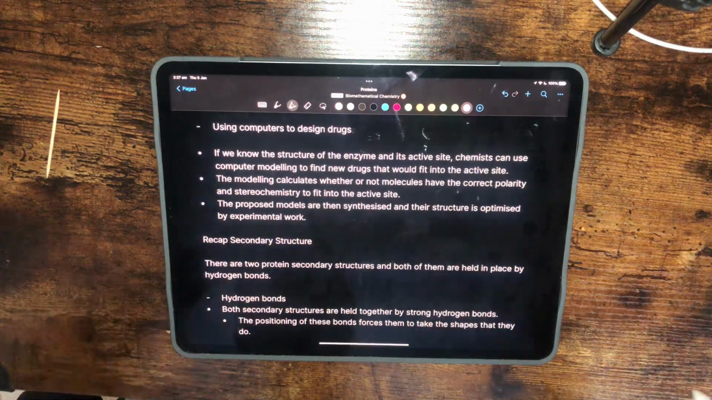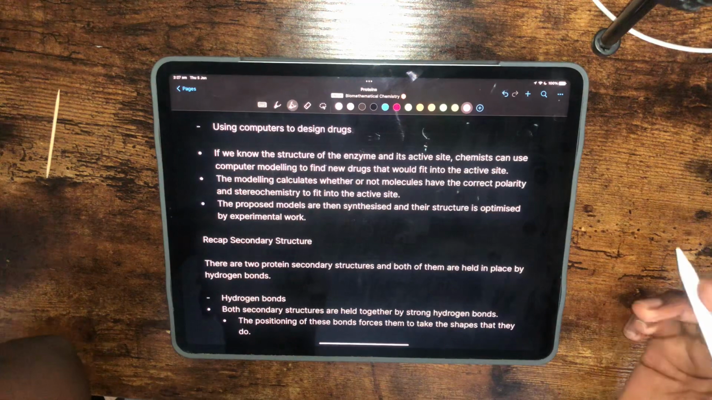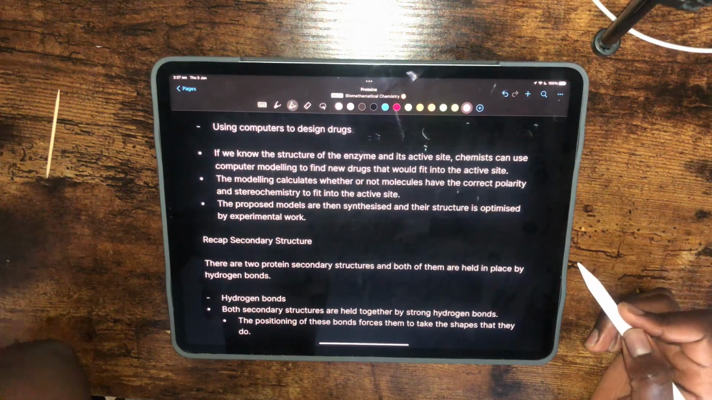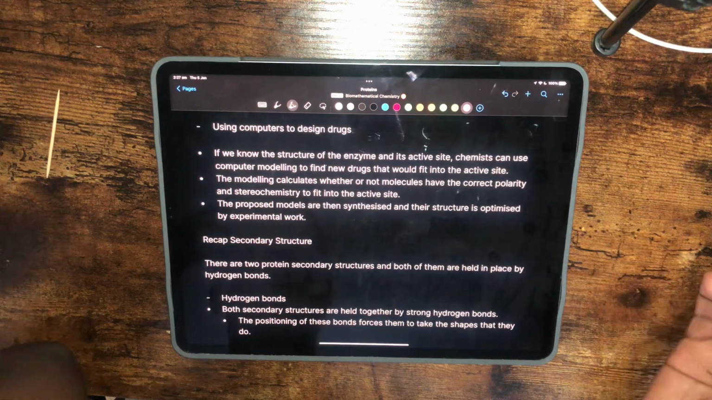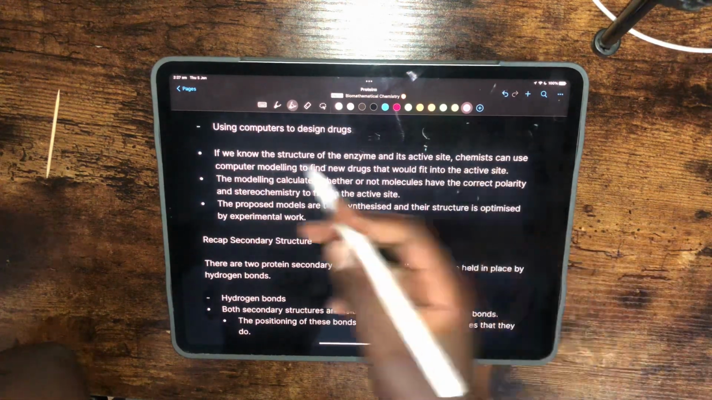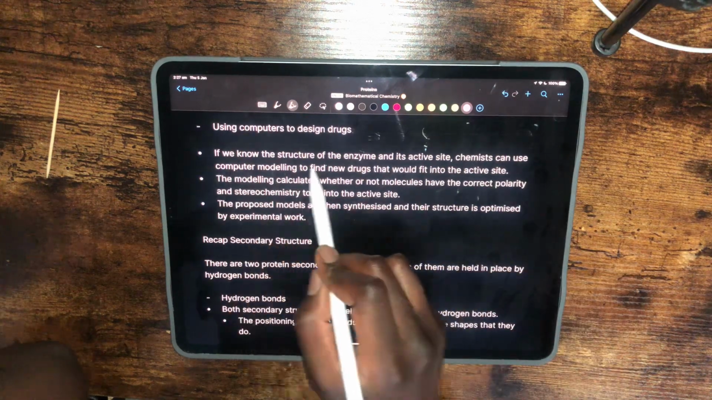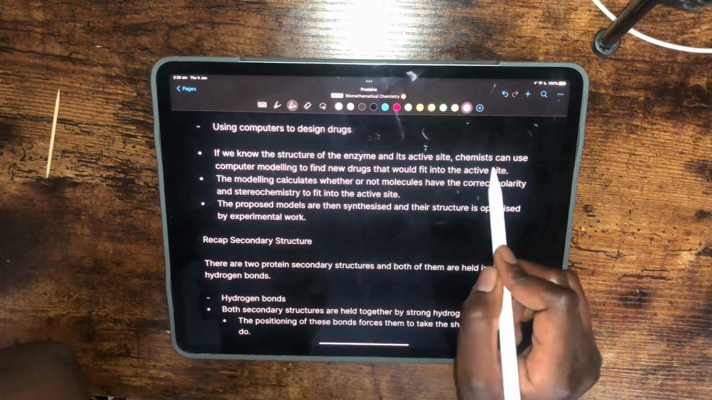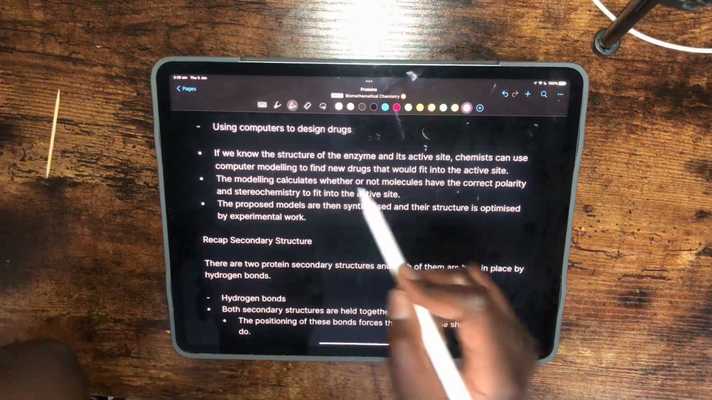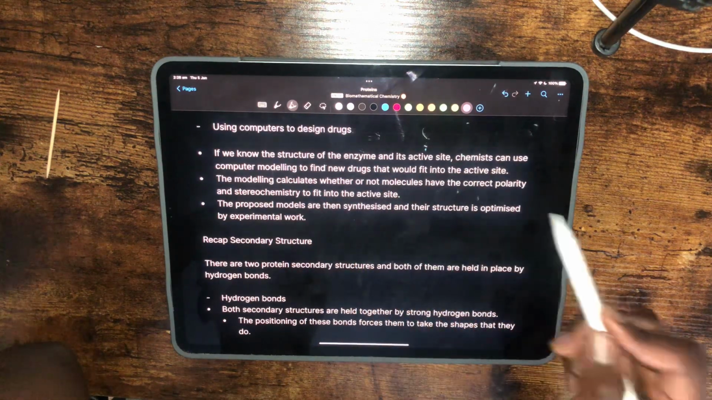I'm just going to say here that using computers to design drugs, my former teacher was a pharmaceutical lab worker. He worked in research, and he did this. He used computers to design drugs. Because if we know the structure of the enzyme and its active site, chemists can use computer modeling to find new drugs that would fit into the active site.